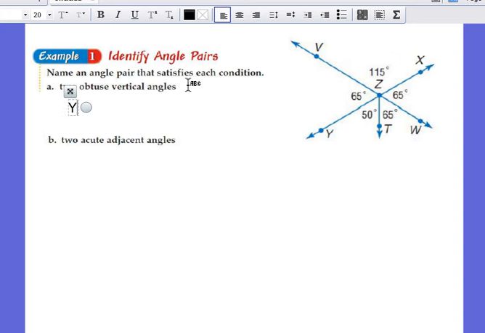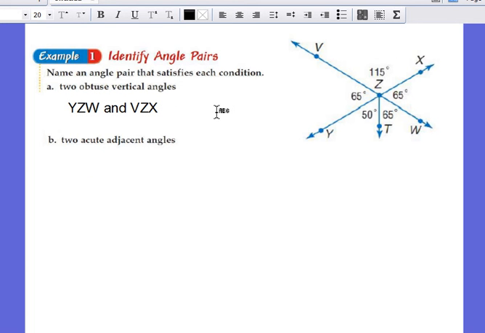So YZW and VZX. Don't forget I'm missing the angle symbol. So make sure you put that there. Alright, and that's for obtuse vertical.